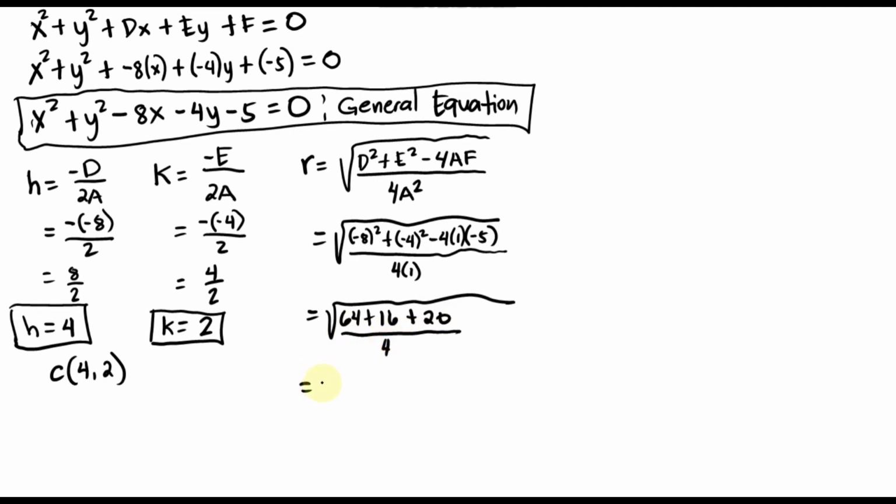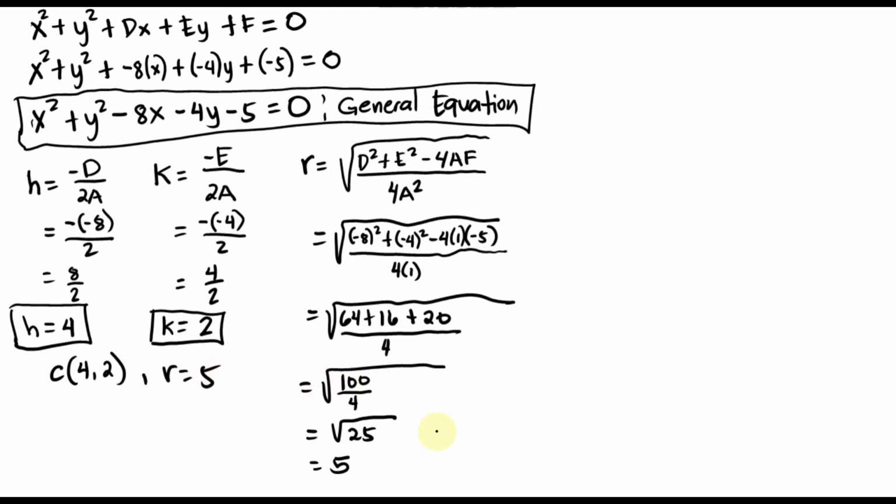So equals 64 plus 16 plus 20, that is equivalent to 100 over 4. So equals square root of 100 divided by 4, that is 25. So square root ng 25, that is 5. So ang radius natin is 5.